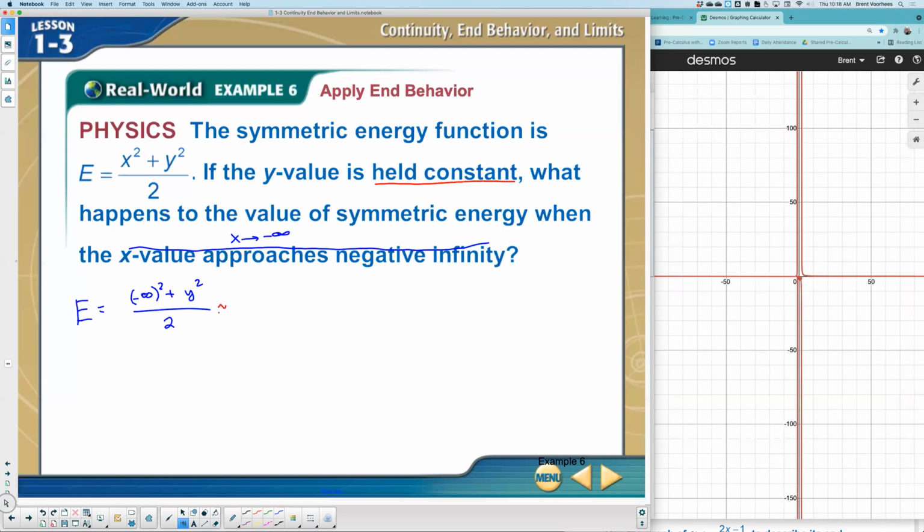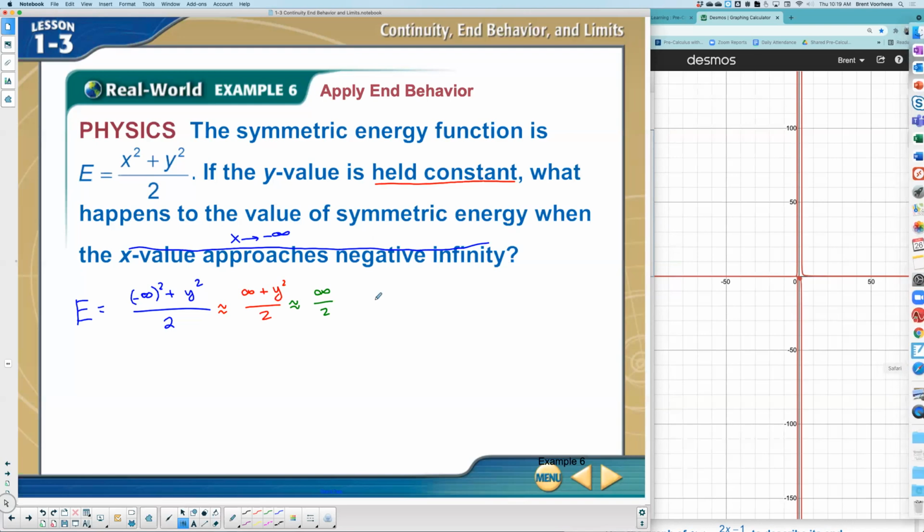This is approximately, what is a negative times a negative when you square this? Positive. And infinity times infinity is still going to be infinity. So you have infinity plus some value of Y that's not changing, divided by 2. So here's the math concept. If this is constant, infinity is so large, even if Y is like 1,000, what's infinity minus 1,000? Still infinity. That's still the idea. It's going to be infinity divided by 2. And now what's infinity divided by 2?